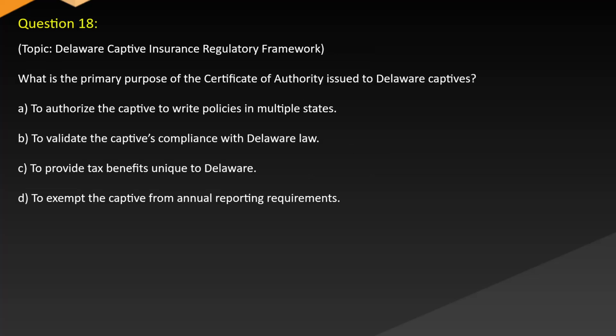Question 18. Topic: Delaware Captive Insurance Regulatory Framework. What is the primary purpose of the Certificate of Authority issued to Delaware captives? A. To authorize the captive to write policies in multiple states. B. To validate the captive's compliance with Delaware law. C. To provide tax benefits unique to Delaware. D. To exempt the captive from annual reporting requirements.